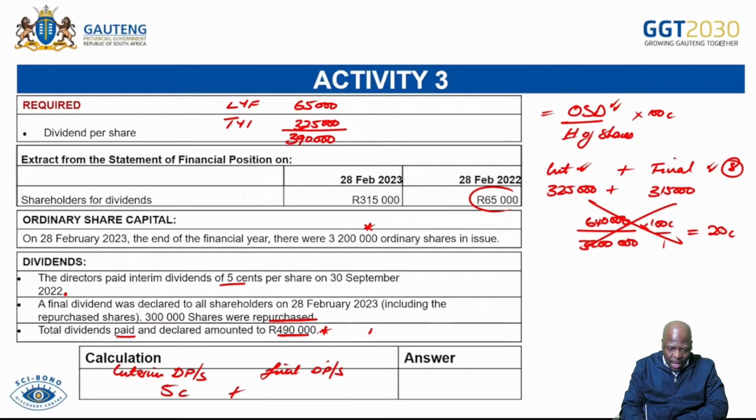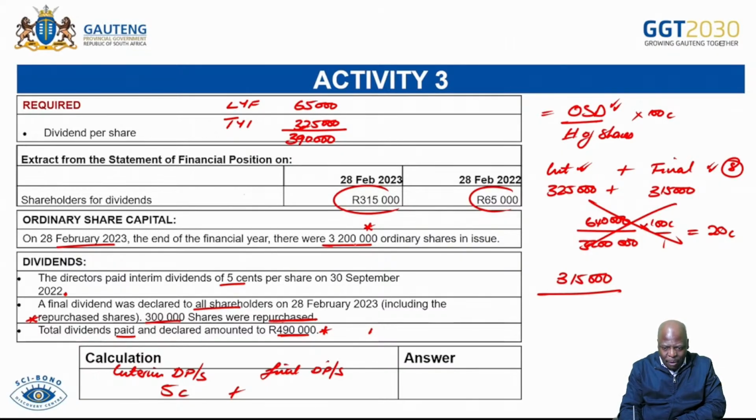We are told now a final dividend was declared to all shareholders. That should not be a problem because you have the shareholders for dividends. That's the final dividend, this one. So you can take your 315,000 over there, and then you divide it by what? We are told that a final dividend was declared to all shareholders on 28 February, including the repurchased shares. That is the 300,000 shares. But on 28 February, at the end of the financial year, there were 3.2 million shares in issue.